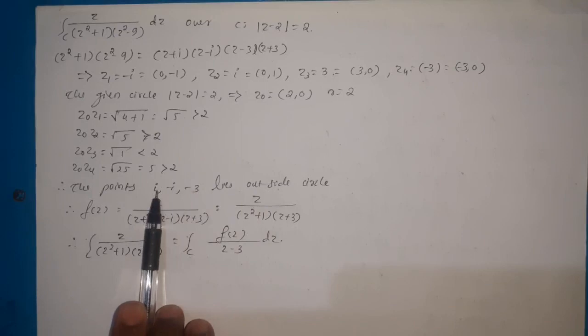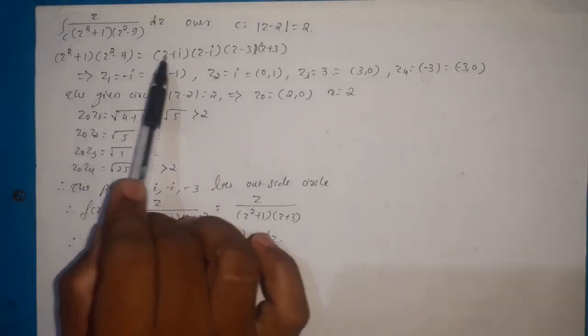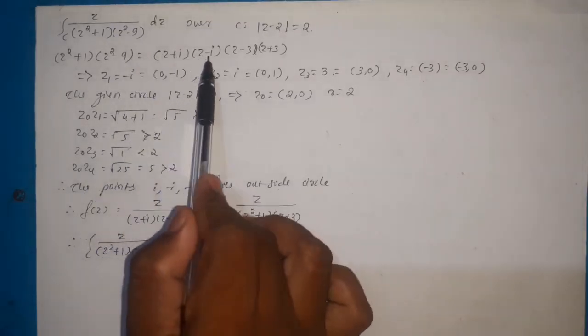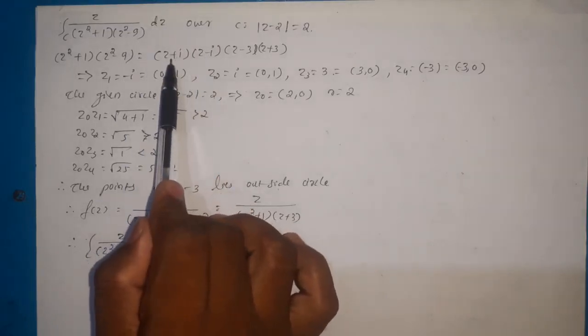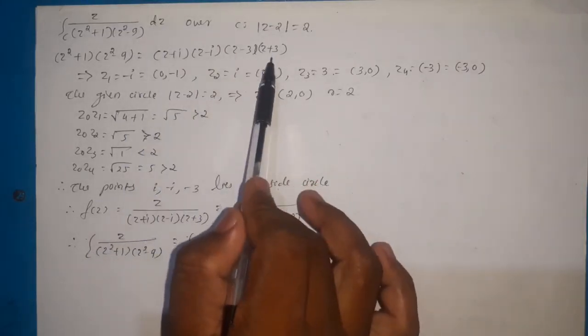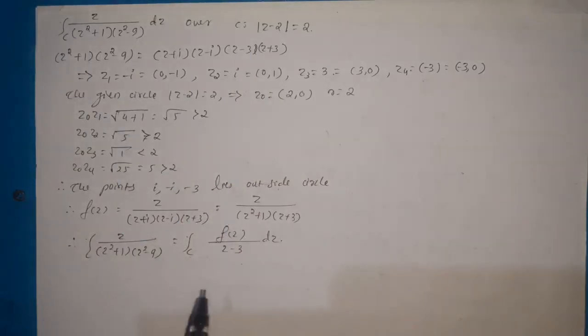So plus i means the first factor, that is z minus i, and minus i means z plus i, and minus 3 means z plus 3. So therefore f of z now becomes z divided by (z plus i)(z minus i)(z plus 3). It means we have merged the three factors of the denominator with the numerator. Now that becomes the new f of z.